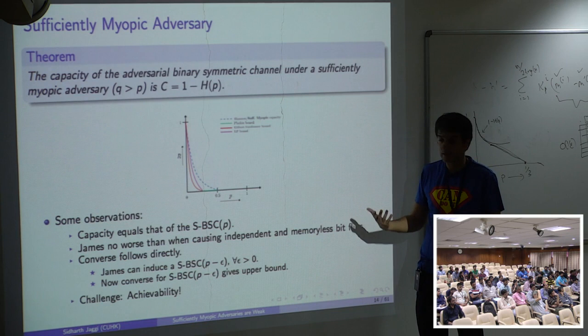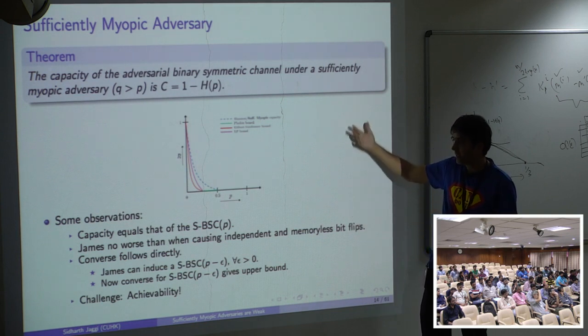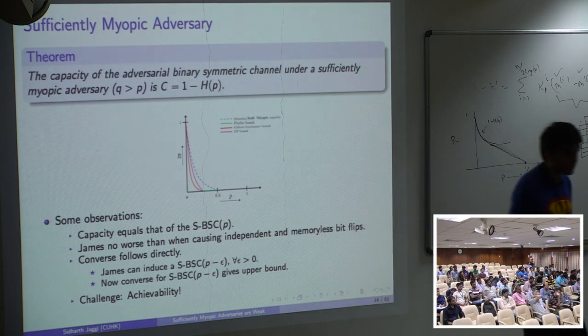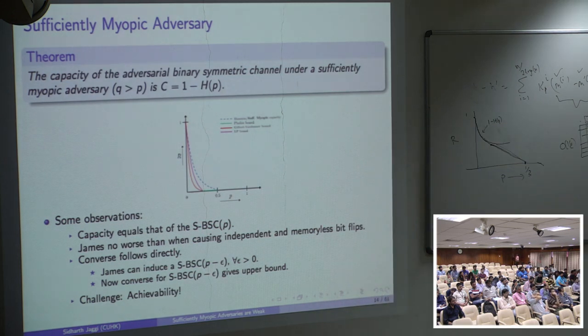So clearly you can't hope to do better than this, but the challenging part is indeed the achievability, how to prove the achievability. In fact, even the codes that achieve this will just be random Shannon codes. So you'll just choose a rate of 1 minus H(p) minus epsilon, choose a random code, and that's the encoder. The decoder is going to choose the minimum distance code word.